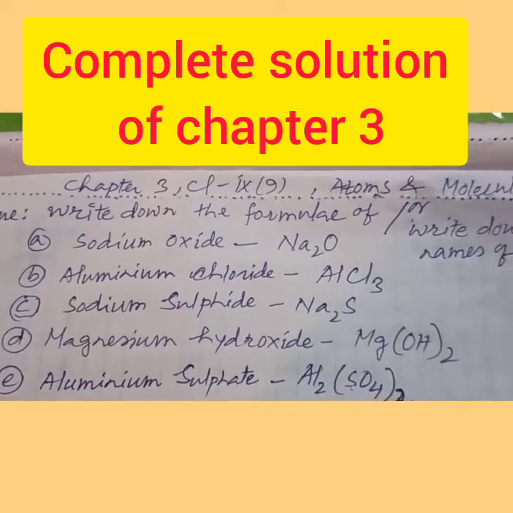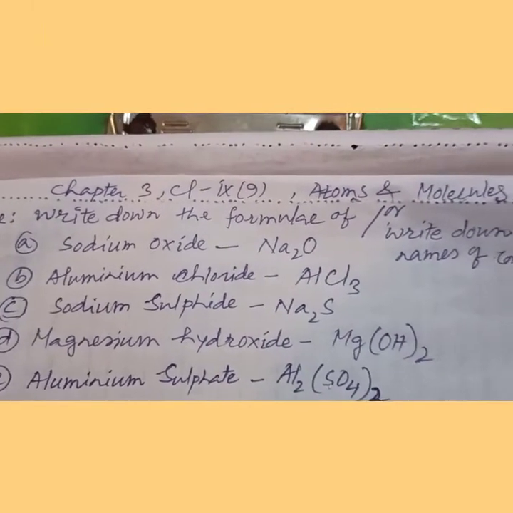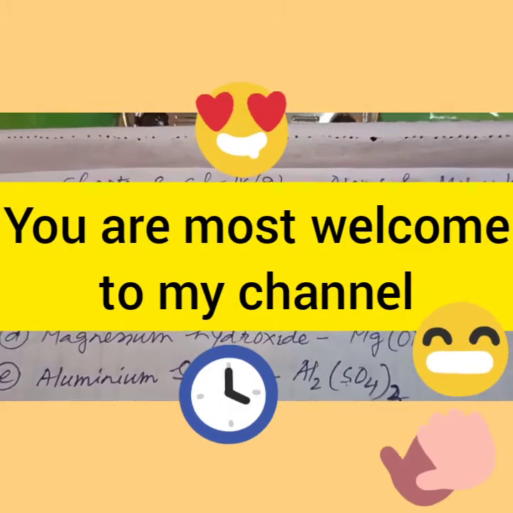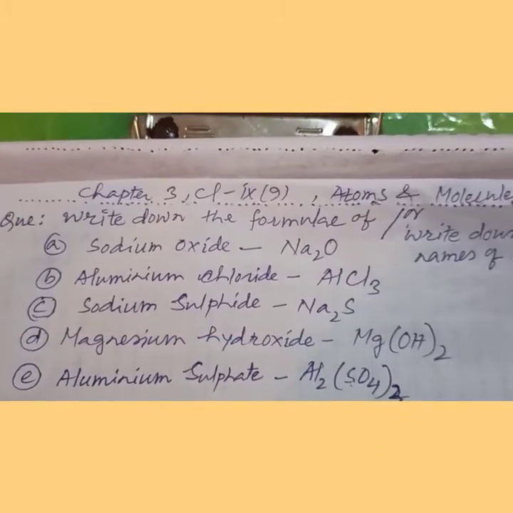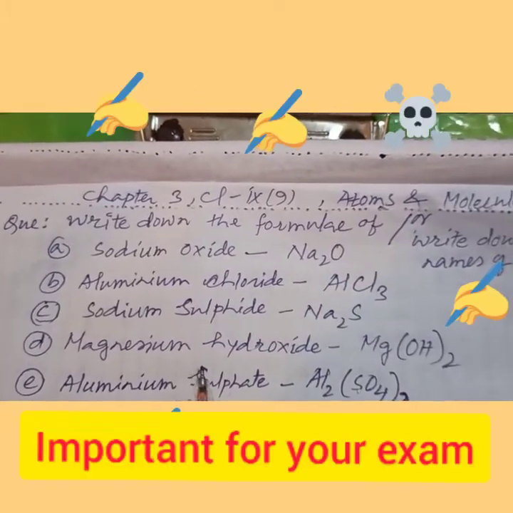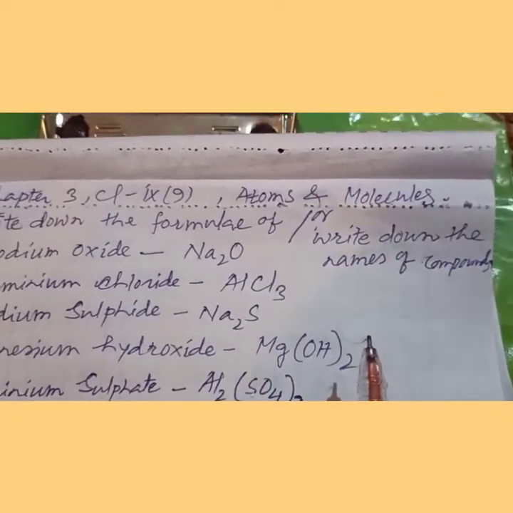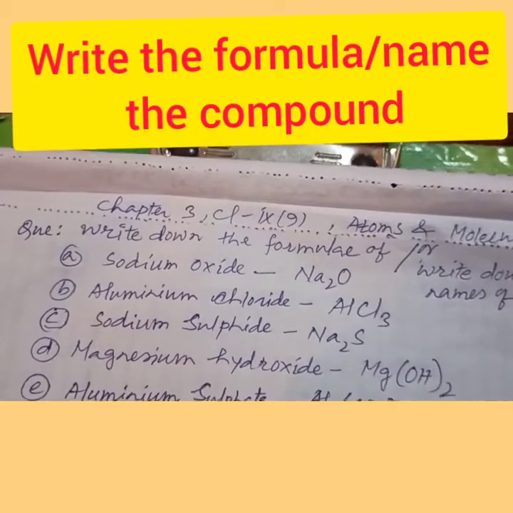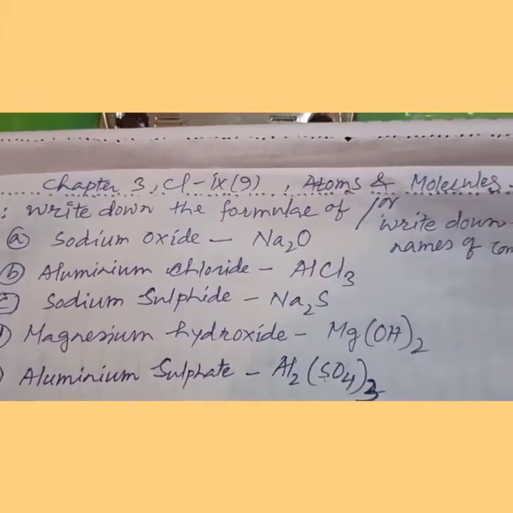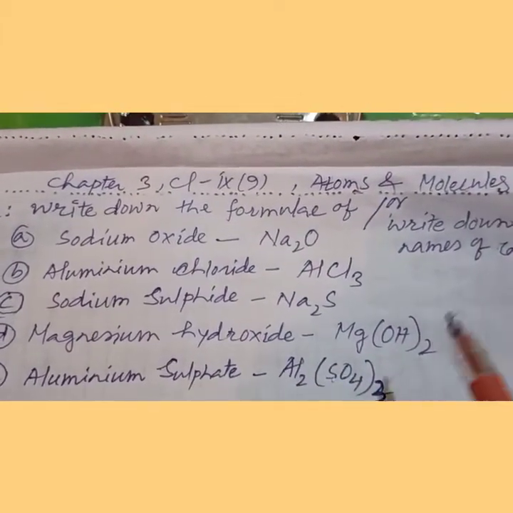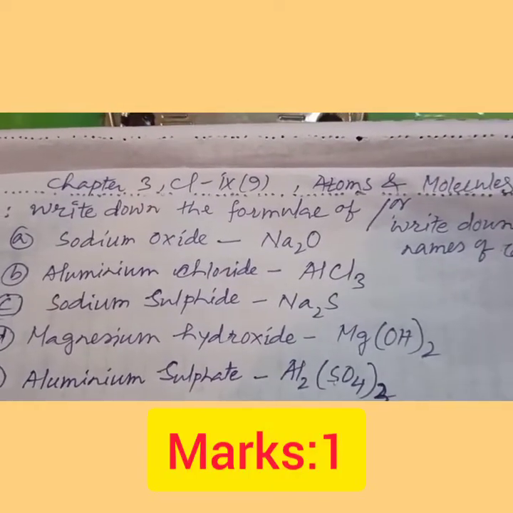Questions are taken from chapter number 3, Atoms and Molecules, Science class 9. The first question is given: write down the formulae of, or this question may come, write down the names of the compounds of the following or given below. So I solve in both ways. Which way will come, I don't know.